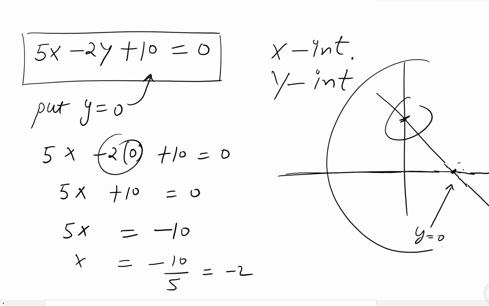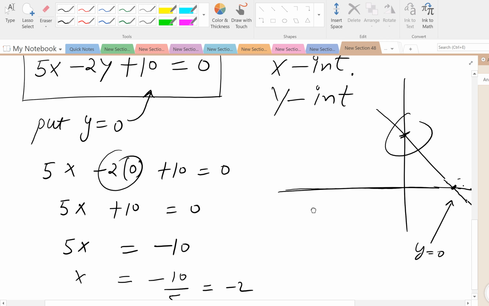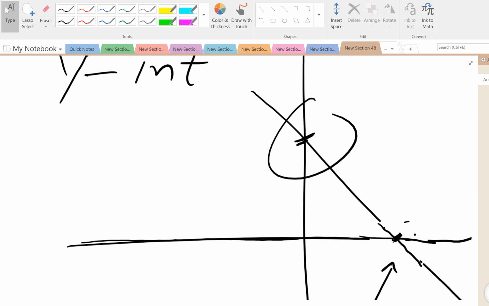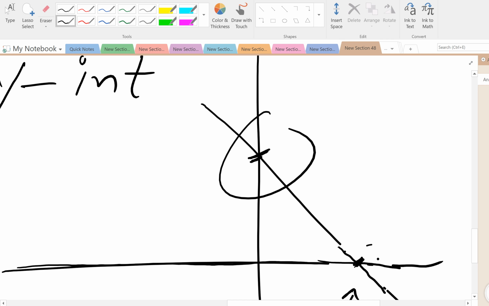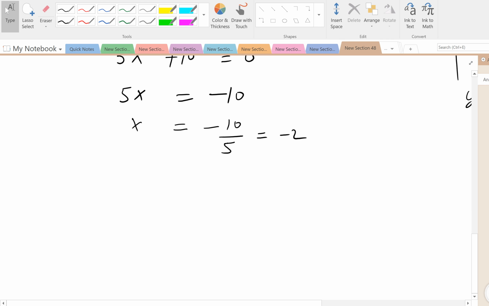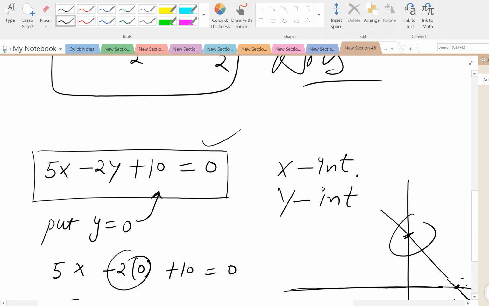That was a rough drawing. It's not the exact drawing, it's just a rough idea. Now I have the x-intercept. In order to find the y-intercept, what do we do? For example, this is the y-intercept of this line, and in order to find it, we substitute x equals 0. You see, for this point, x is 0. So if you substitute x equals 0, you're gonna find the y-intercept. It's a kind of opposite process.